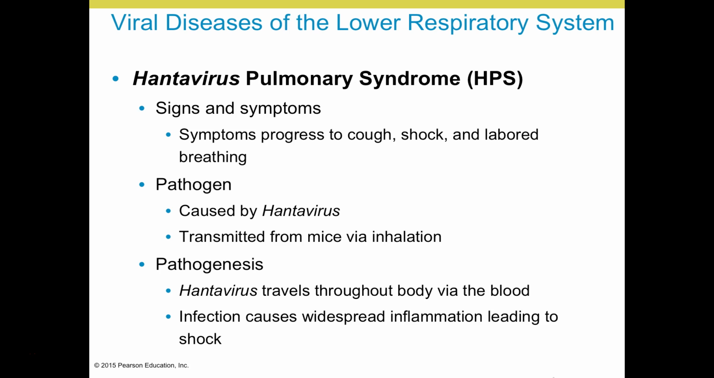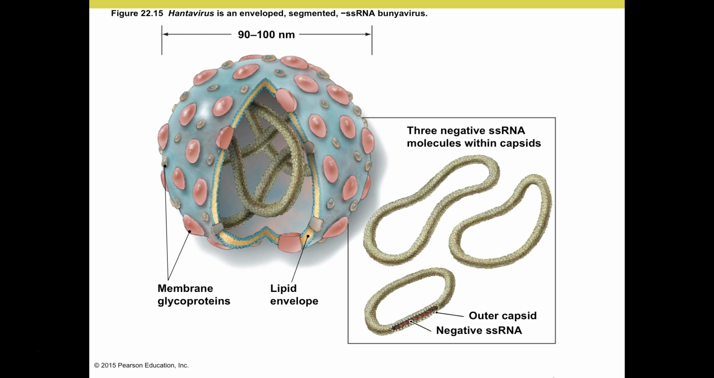Hantavirus. Hantavirus is the one that causes the hantavirus pulmonary syndrome, and it's actually transmitted from mice via inhalation. It goes to your body via blood first, and then it goes into your respiratory system, leading to a shock. And as you can see here, the hantavirus is made up of 3 negative single-stranded RNA molecules within the capsid.